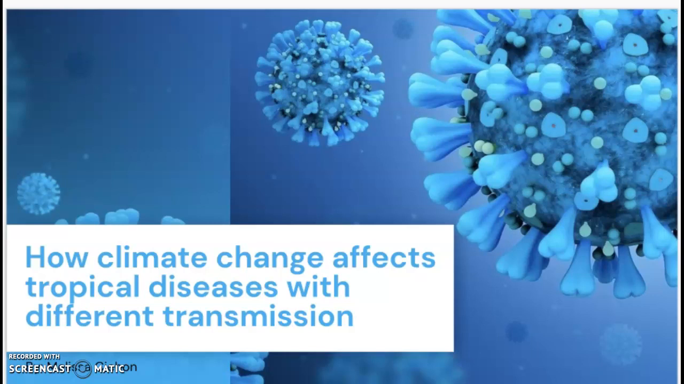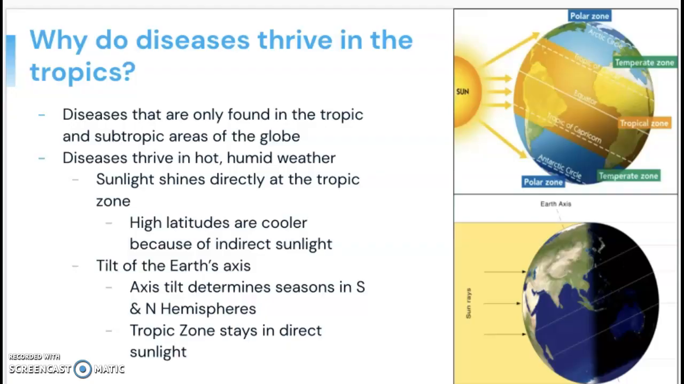More specifically, I will be talking about how it affects diseases with different types of transmission, such as vector-borne, waterborne, and zoonotic diseases. So, to understand how tropical diseases are affected by climate change, you first have to understand what they are and how they survive in their habitats.